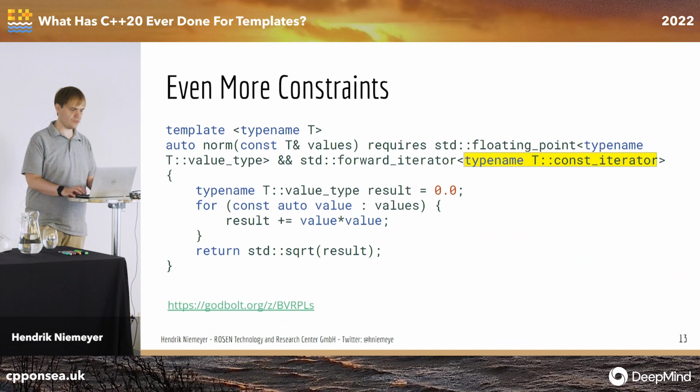So what I can require here is that our t has a nested member called const iterator, which is a std forward iterator. And I have to require, because I have this floating point check before, that we have a nested type value type, which is a floating point. And I combine these with a logical AND.